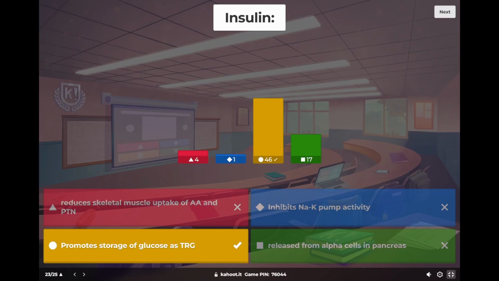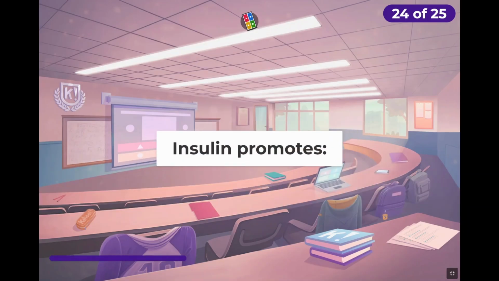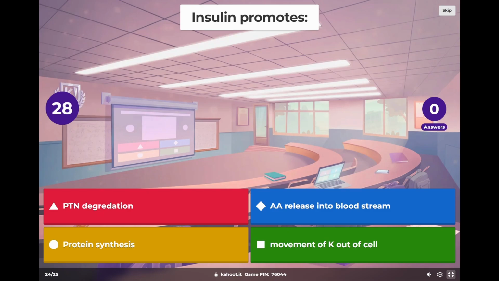Reduces skeletal muscle uptake of amino acids and protein. No, it increases that. You're getting the sugar out of the blood. Also protein. Remember, insulin is going to promote protein growth. Inhibits sodium potassium pump activity. Nothing really to do with that. And it's released from beta cells in the pancreas, not the alpha cells. Okay, insulin promotes. So again, keep that in your mind. Getting glucose out.